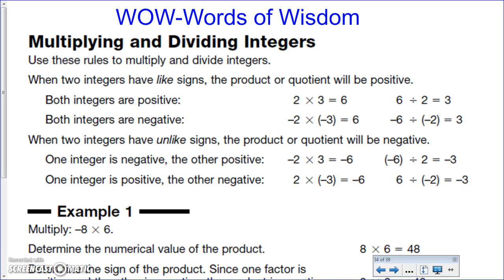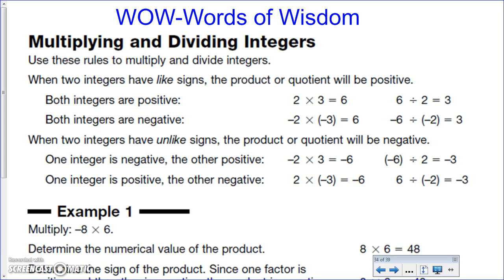Multiplying and dividing integers. Use these rules to multiply and divide integers. When two integers have like signs, meaning it's the same sign, the product or quotient will be positive. So if both integers are positive, 2 times 3 is 6, or 6 divided by 2 is 3, because both integers are positive, the answer, the product or the quotient, will also be positive. When both integers are negative, negative 2 times negative 3 is positive 6, because the two negatives cancel each other out. Negative 6 divided by negative 2, same thing. Two negatives is a positive. So anytime the sign is the same, your answer is going to be positive.